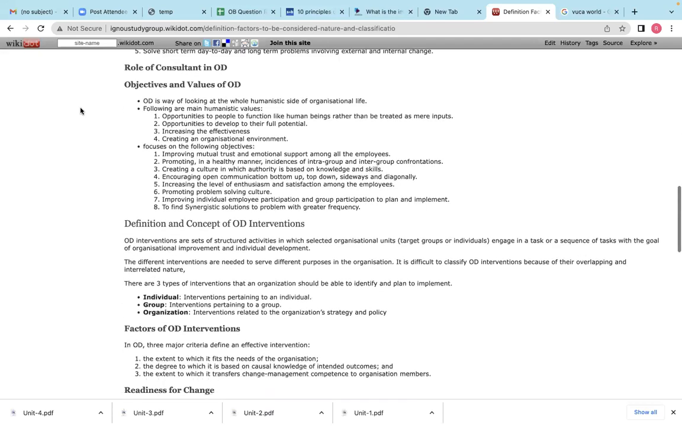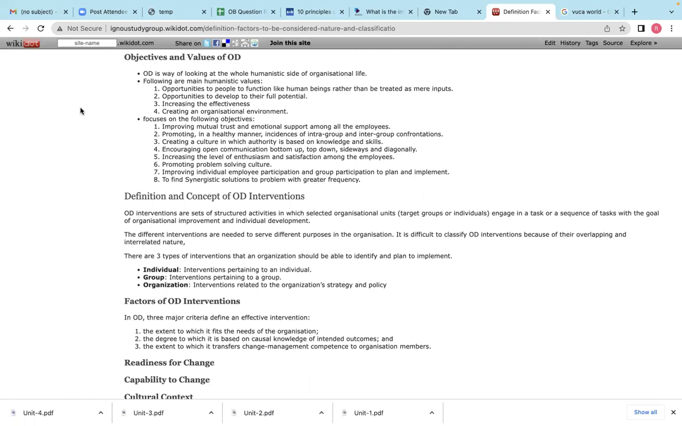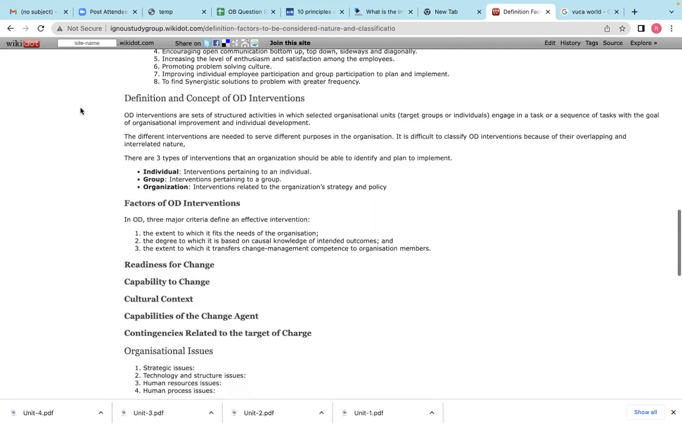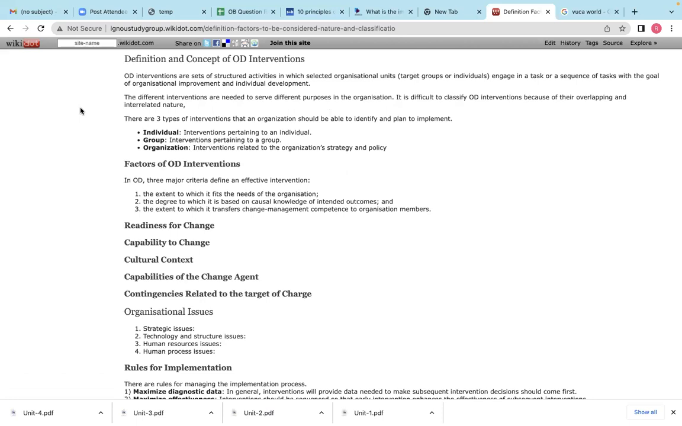Now we are going into the important part of this unit, which is the concept of intervention. So what is an intervention? We briefly talked about what an intervention is in the other unit. An intervention is nothing but an activity that you do to correct or fix a certain issue that you identify in the organization, right?